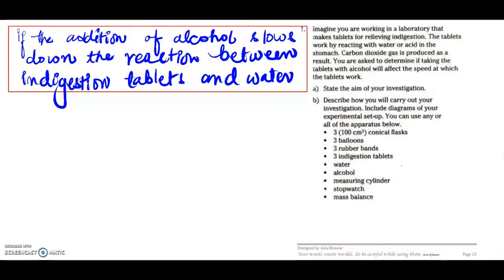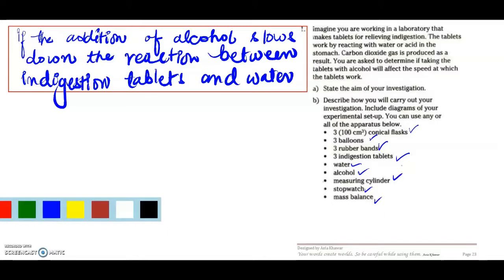Now in part B, describe how you will carry out your investigation, including a diagram of your experimental setup. You can use any or all of the apparatus below. You are provided with 3 flasks of 100 cm³, 3 balloons, 3 rubber bands, 3 indigestion tablets, water, alcohol, measuring cylinder, stopwatch, mass balance.